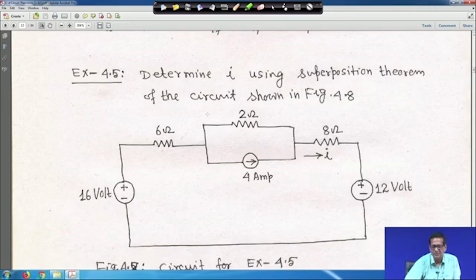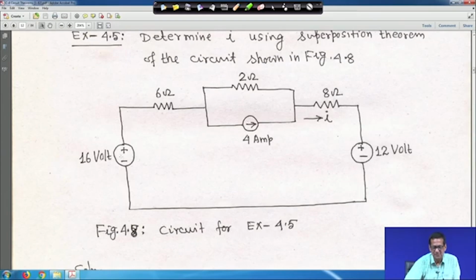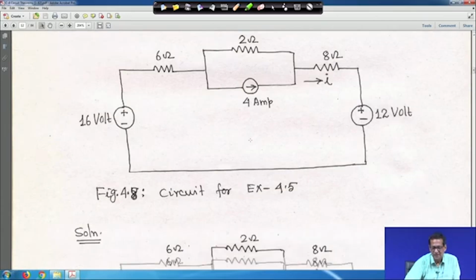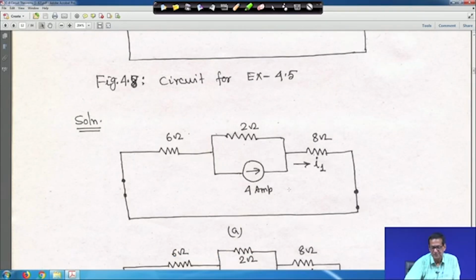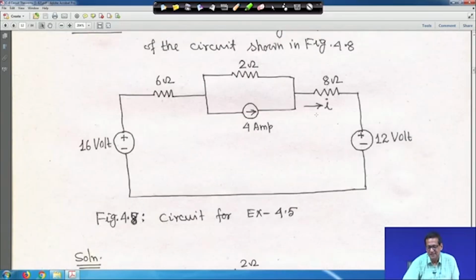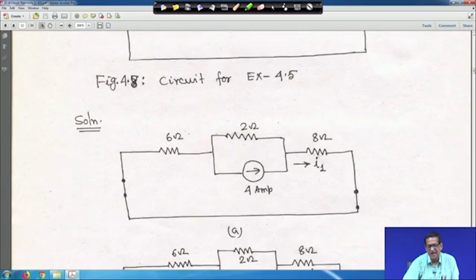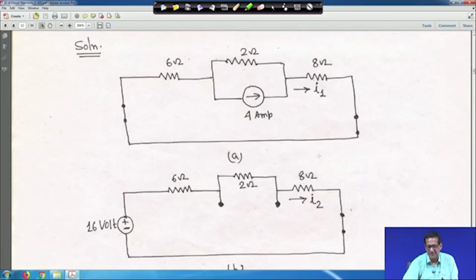Determine I using the superposition theorem for the circuit shown in the figure. There are three sources: two independent voltage sources and one independent current source. So, take one at a time. First, the two voltage sources are shorted and only the current source is there. This is a simple thing, because 6 ohm and 8 ohm are both in series. So, 6 plus 8 is 14 ohm, but anyway you have to find the current I 1 through this circuit, because I is equal to I 1 plus I 2 plus I 3.